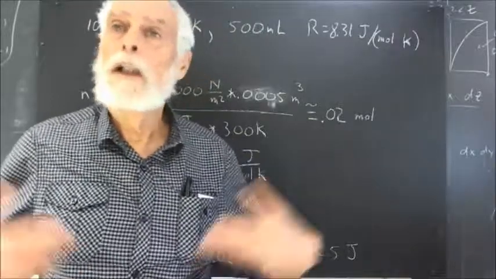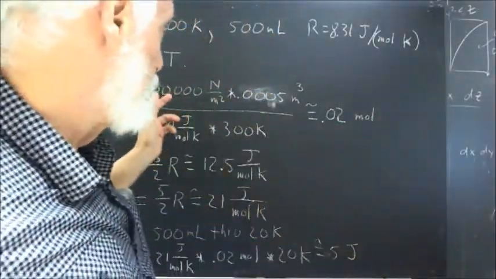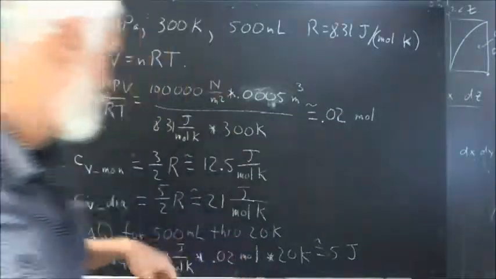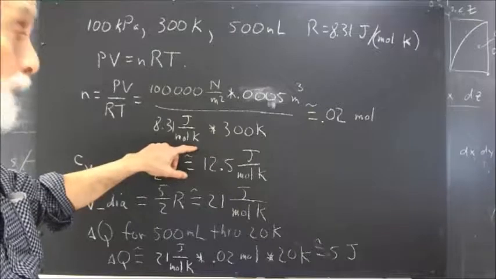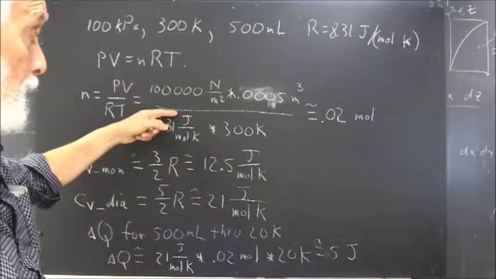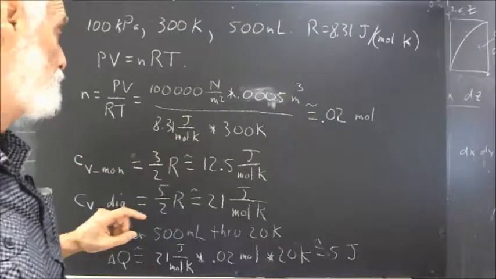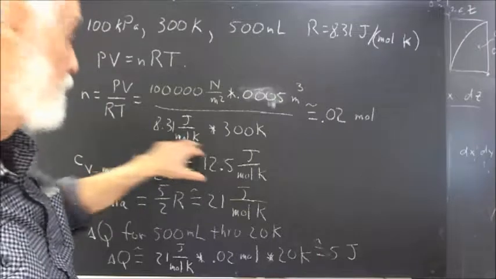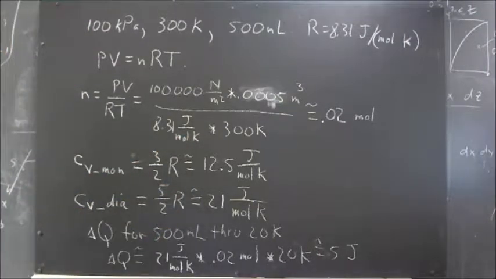Now the question is, why is it that 3/2 R has the units that you would expect for a molar specific heat? Well, the unit of R is joules per mole Kelvin. So that's going to tell you how many joules you've got to supply to change the temperature of a mole by a Kelvin degree. Now that's not the constant. The constant is 3/2 R, as it says in the problem.